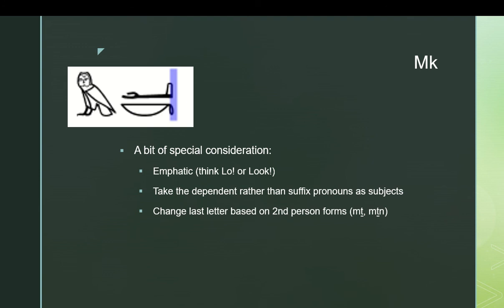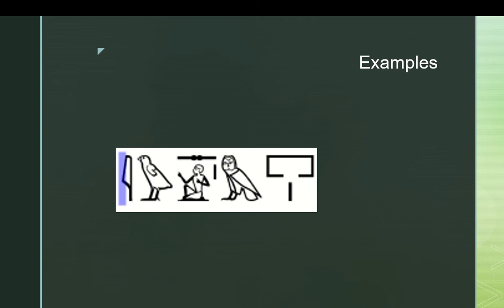Mech and Mechen are the second feminine and second plural form. So if you're telling a woman to look, you'd say Mech instead of Mek, or Mechen for multiple people, changing exactly as the suffix pronouns do. That ayin that's not pronounced stays there, but the K changes based on the audience.